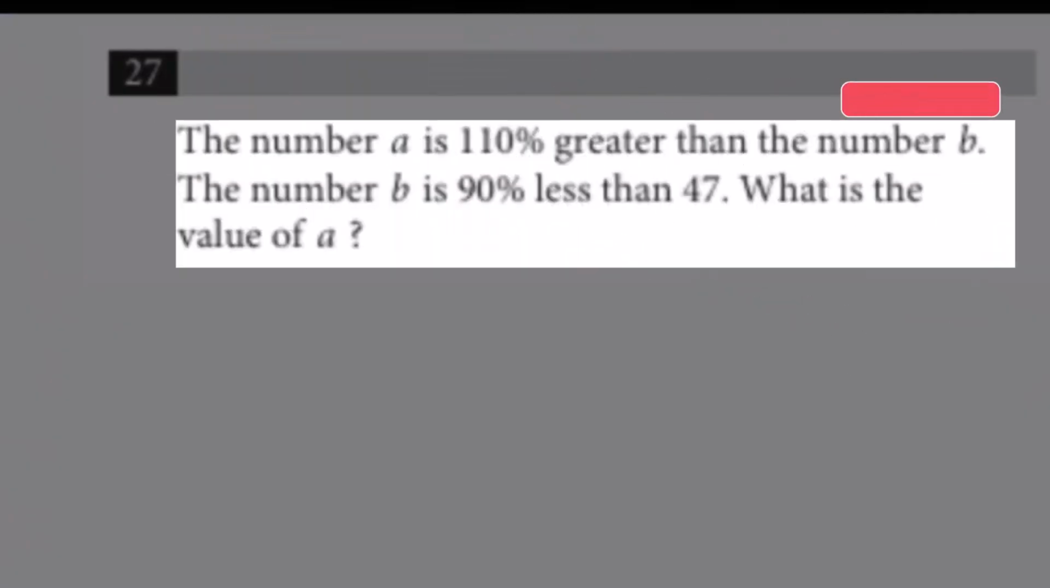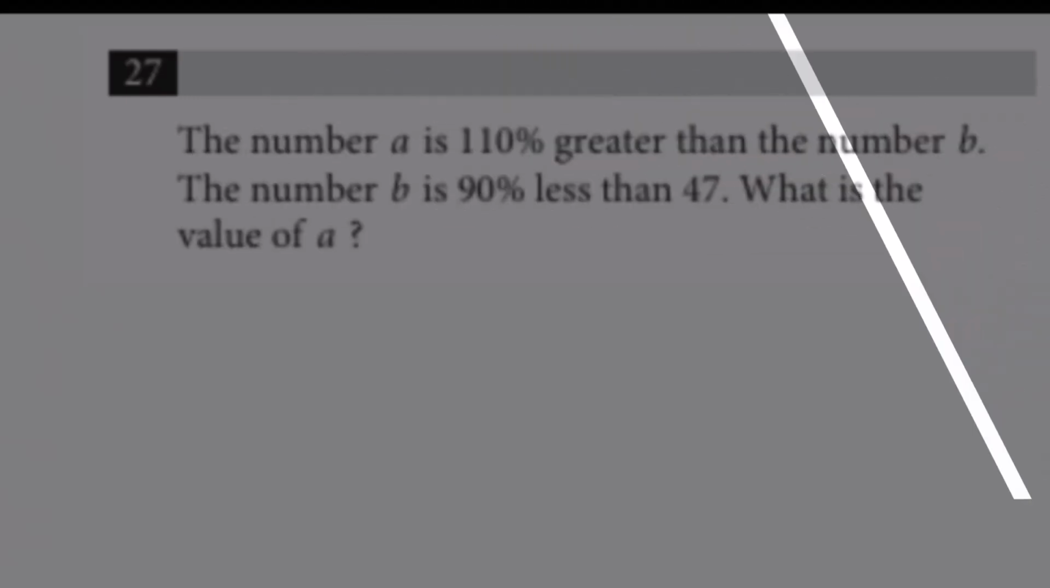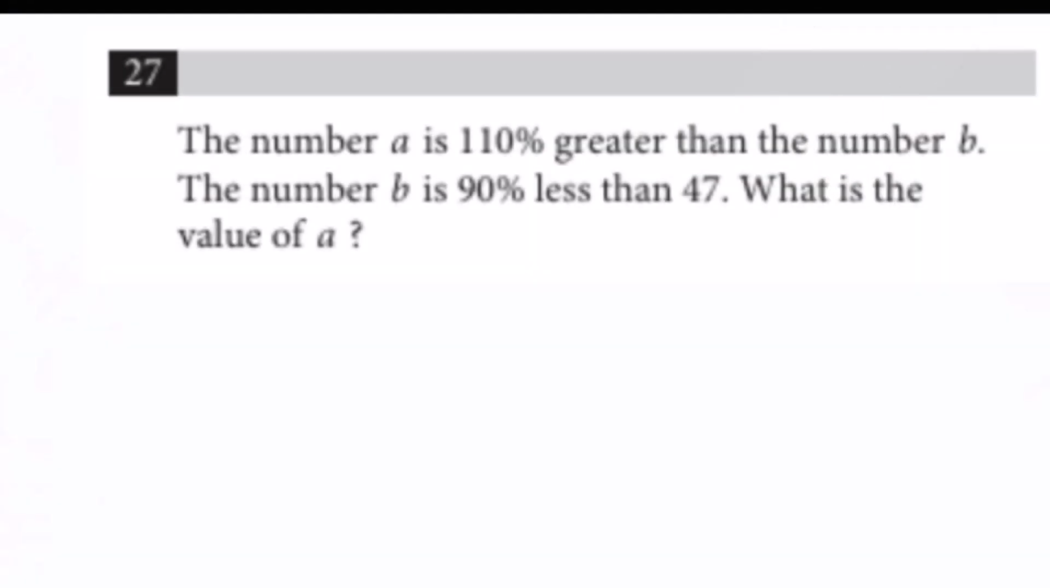Problem. The number A is 110% greater than the number B. The number B is 90% less than 47. What is the value of A? Now, most students will get this wrong because they would multiply B by 1.1. But we have to be very careful here.